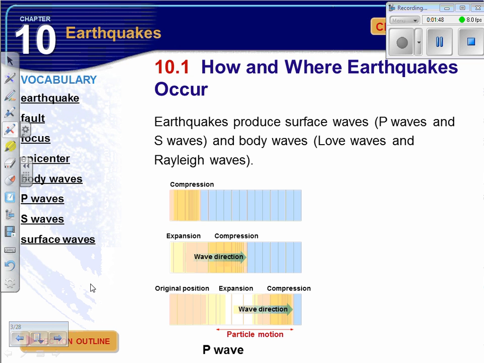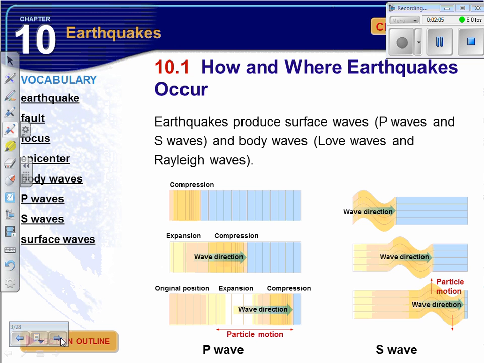What these look like, we get compression, expansion and compression, and particle motion. The primary waves travel along the wave in the wave direction. Secondary waves travel perpendicular to the direction of the waves, and by that I mean if this wave is traveling in this direction, the particle motion, as indicated here, is up and down. Okay, perpendicular to the wave direction. These are S waves, or secondary waves.